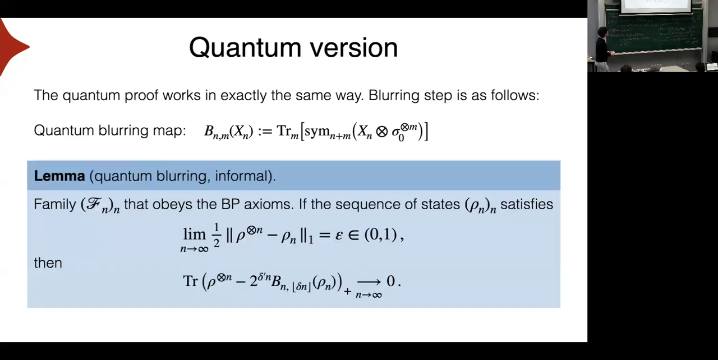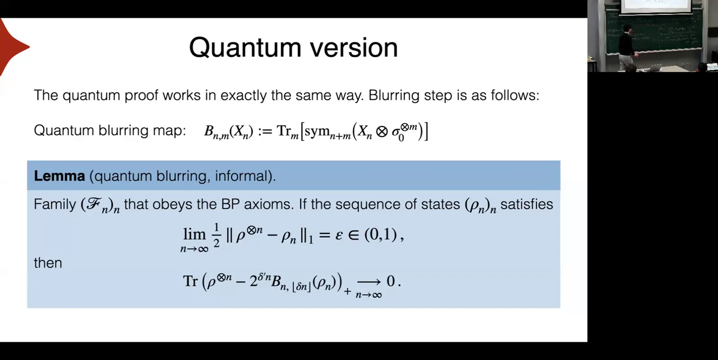So this is basically the quantum blurring lemma, the quantum version of the lemma that I showed you before. This is actually not what I prove. It's an informal and wrong version of what I proved, but it conveys the main idea. So we have a sequence rho n that's not orthogonal to rho tensor n, so it has to stay at distance epsilon. That's not 1. And now what I'm saying is that if I apply the blurring map to rho n, I dominate rho tensor n approximately. What does that mean? It means that if I do rho tensor n minus that, and I compute the positive part, the trace goes to 0.